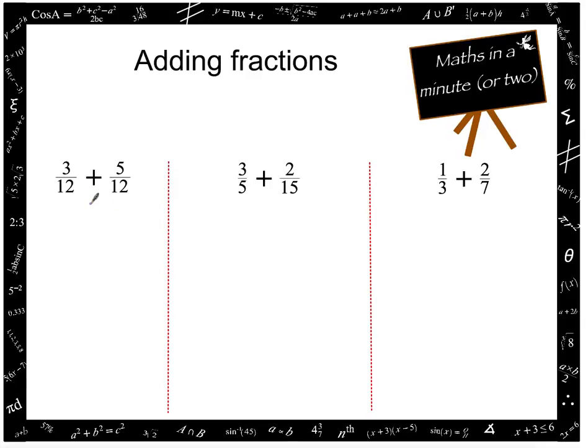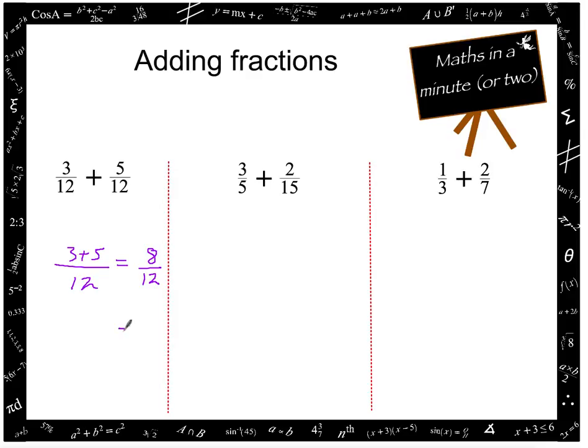Okay, so the first one, 3/12 add 5/12. If we have a common denominator, we simply add the numerators. So 3 plus 5 gives us 8, so the answer is 8/12.